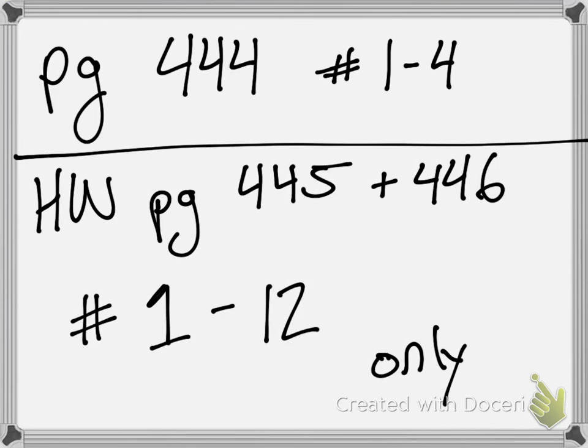Now, I want you to do numbers 1 through 4 on page 444. Your homework is page 45 to 46, 1 through 12 only. You must get number 4 approved by me before you can move on.